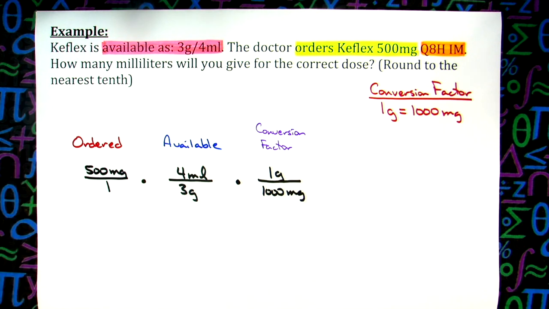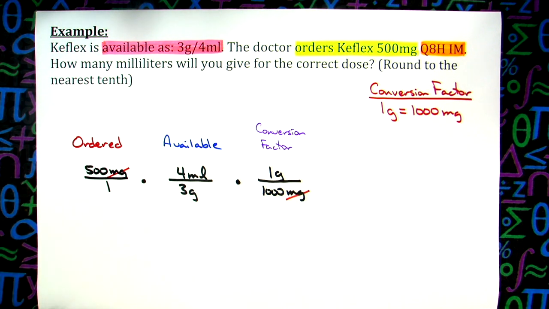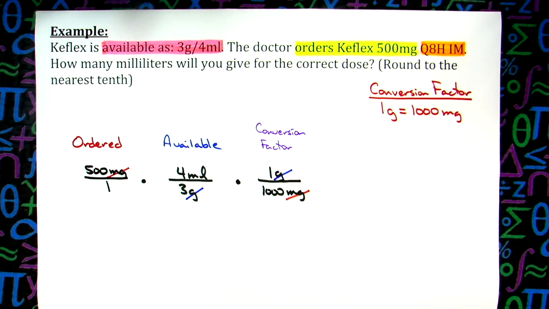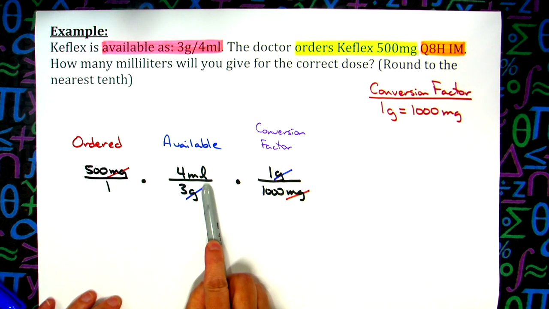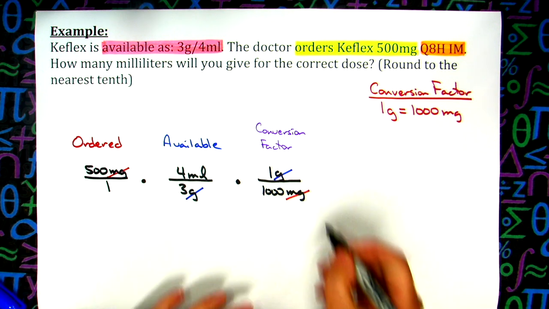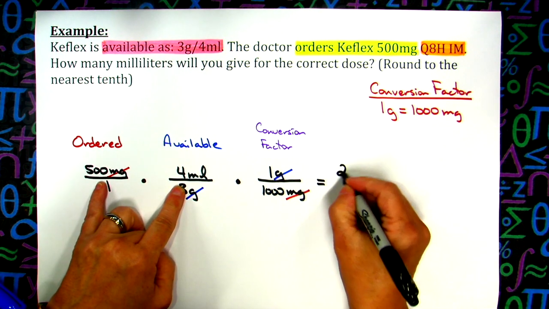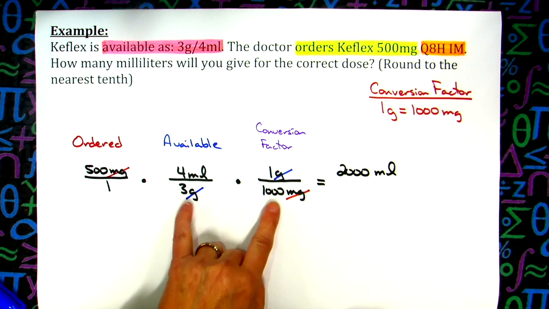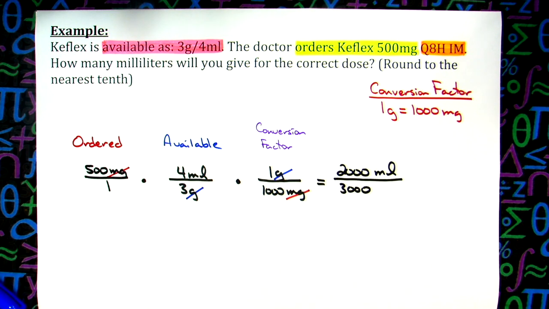All right, then we're just going to go through and cross out our labels to show they do cross out. Milligrams is on top, milligrams is on bottom, they cross out. Then I can look at my grams on the bottom here, grams on the top there, they fall out. So now at this point, the only label I have left is the milliliters, which is what the question is asking for. So I'm going to multiply straight across the top, multiply straight across the bottom. 500 times 4 is going to give me 2,000. Milliliters, I'm going to go ahead and put that label in there. Multiplying across the bottom, 3 times 1,000 is going to give me 3,000.